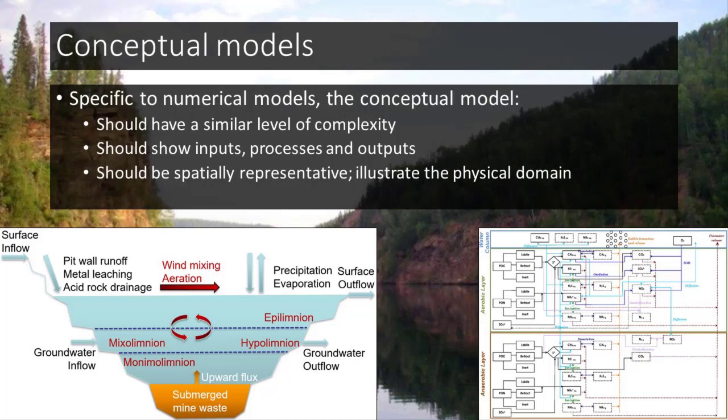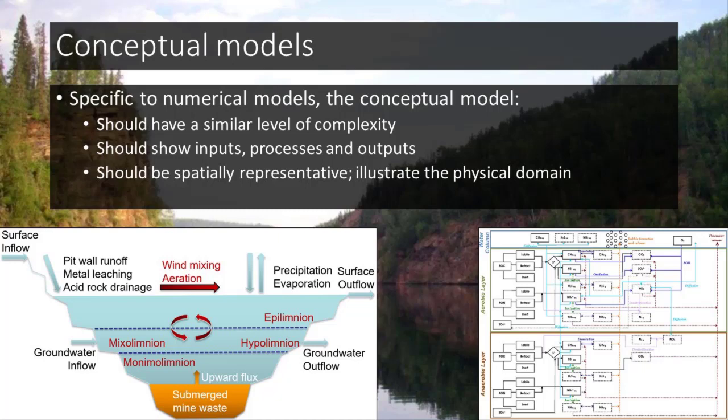And looking at this, you can tell, the one on the left is pretty simple. It's just got the very most important physical and chemical features. The one on the right is very detailed, and it's got a lot of redox chemistry going on. And that conveys to the reader what they should expect if they were to look inside your numerical model. And as a bare minimum, you want to show the inputs, the processes that are going on inside the model, and the outputs. They should be spatially representative, but that's not always possible.